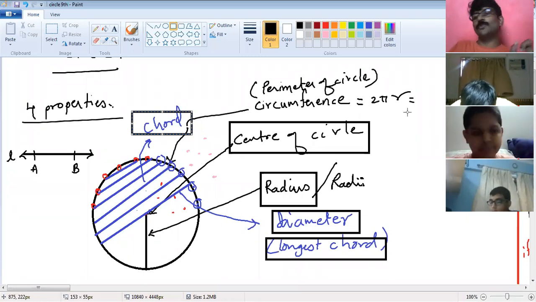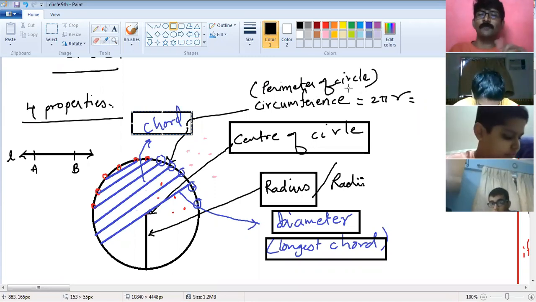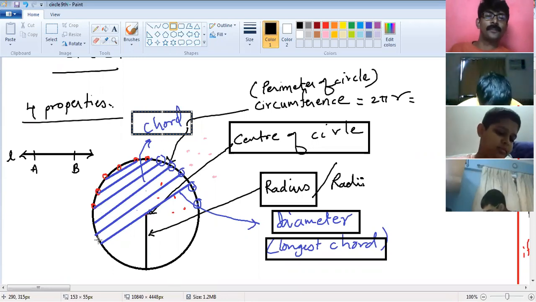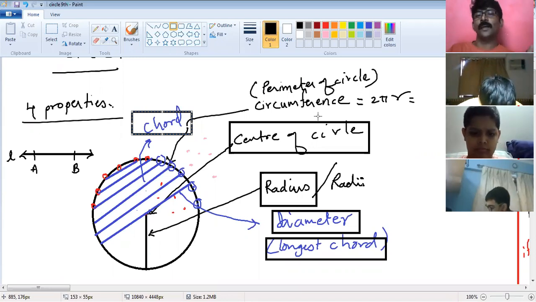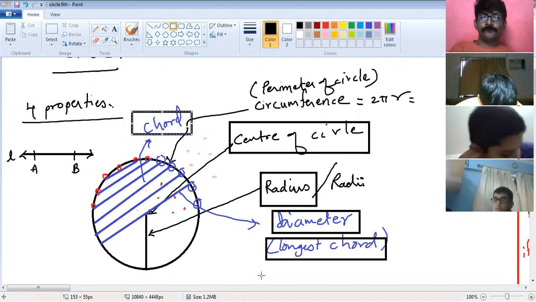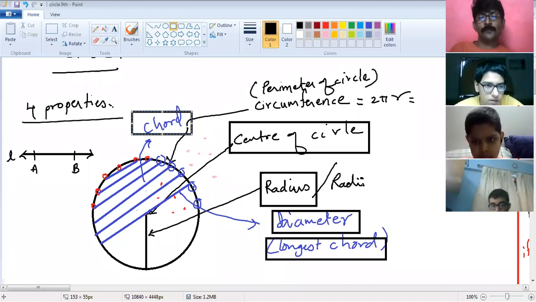Circumference is nothing but 2 pi r, or pi d, and it is also called the perimeter of the circle. You'll just have to remember that this will come in area and perimeter of the circle in 9th standard. This circumference is nothing but this circular track. The length of the circular track is measured, and that is called the perimeter. The formula for the circumference of the circle is 2 pi r. I hope you are understanding. Everyone, please write it in your book.